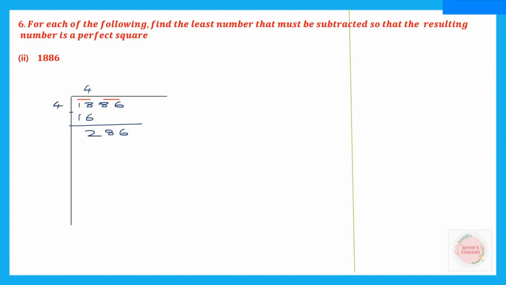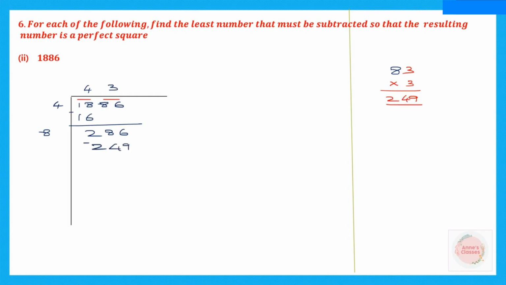Next step is double the quotient. 4 into 2 is 8. Now we have to write a number next to 8 and multiply with it to get a number close to 286. So let's write 8 here, and next to that, let's put the digit 3. 83 into 3. 3 3s are 9, 3 8s are 24. So we have 249. So we can write that here, 3.